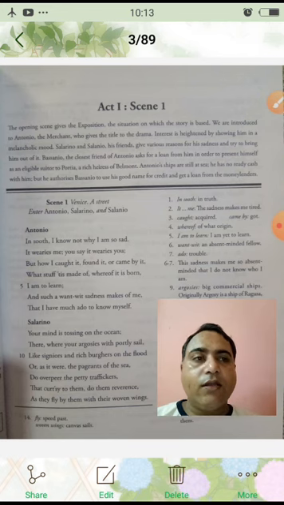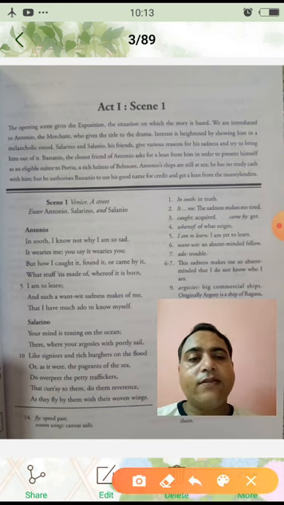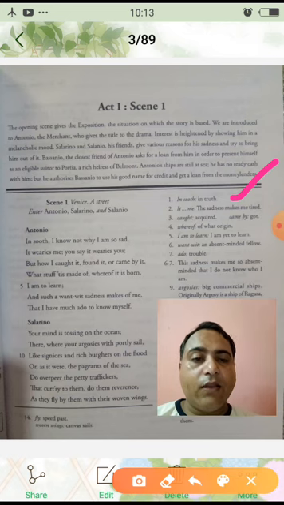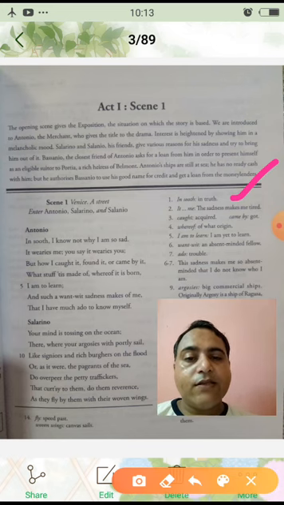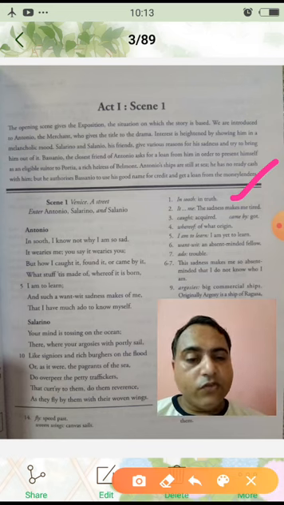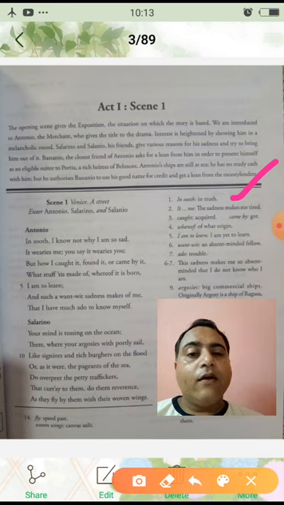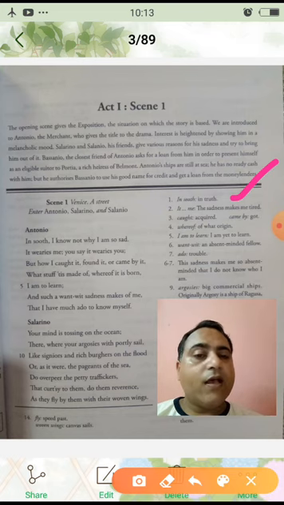So what Antonio said, that is, in sooth. You can see the meaning of sooth on the other side also. Meanings of difficult words are given, so you have to refer to the other side simultaneously. So here he says in sooth. In sooth means in truth, that is, truly. I know not why I am so sad. So Antonio is saying that truly I do not know why I am so sad. What is the reason behind my sadness, I do not know.